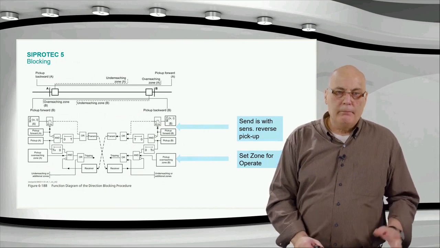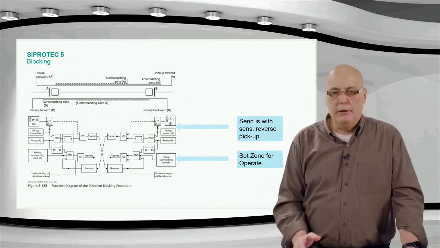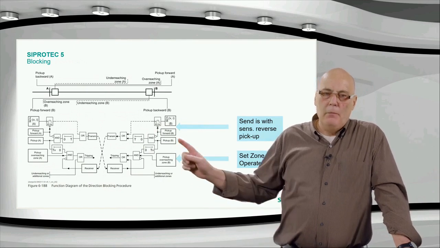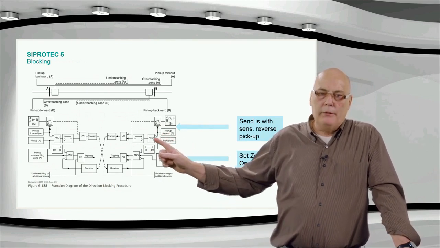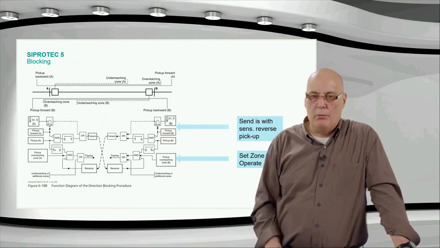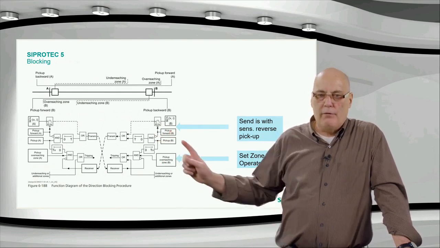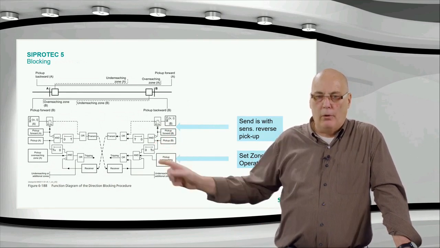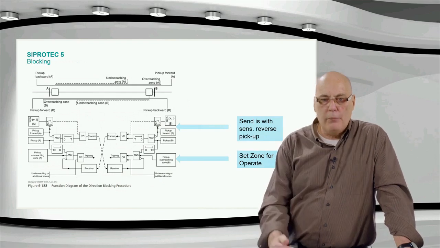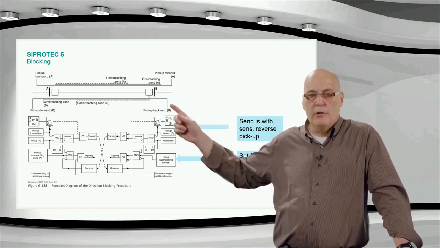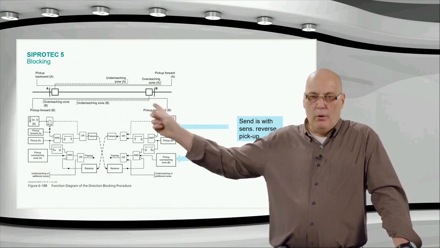Blocking scheme is a little bit different. Here you can see there's some logic over here. Pickup forward would block it. You can see, be careful here. See pickup forward, but it goes in inverting input, so it's going to block the send. So you have a pickup wants to send, but if it's a forward pickup, you will not send through the AND gate. It's blocked. So you will only send any pickup, so very sensitive, but not forward. So every reverse fault you see, you will send a blocking signal.